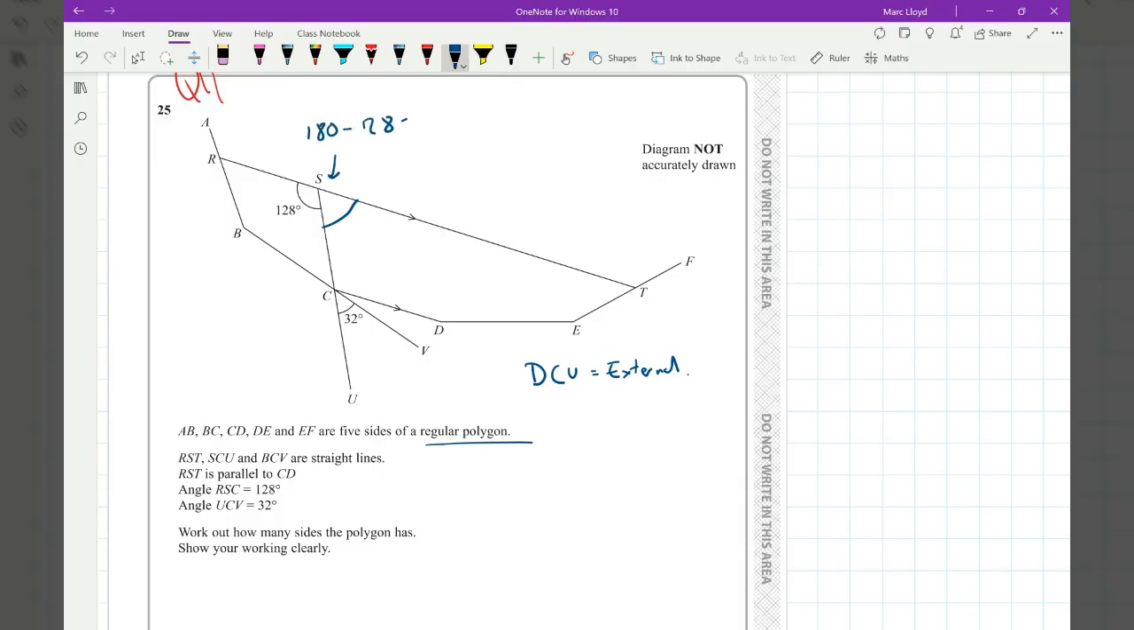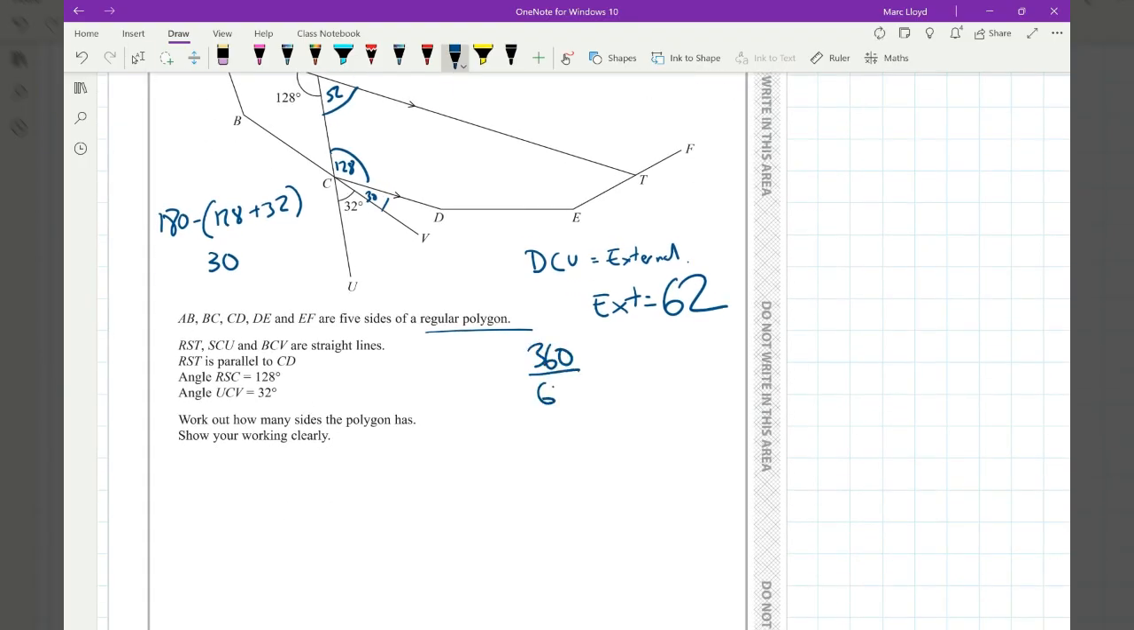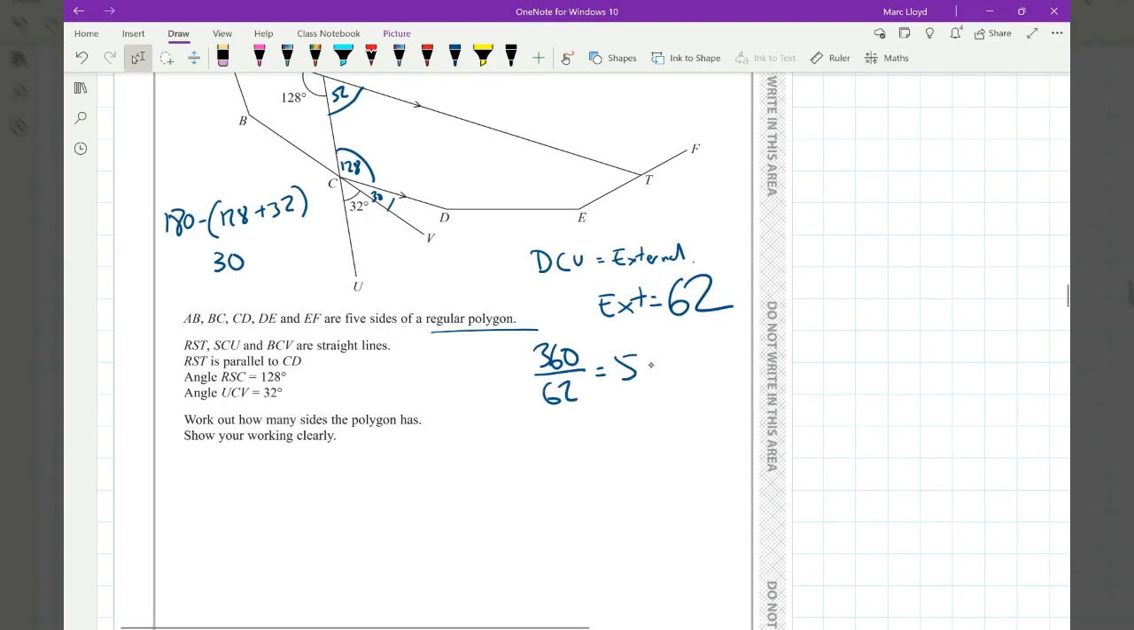180 take 128 gives me 52. Oh, I didn't need to do that maths because actually then this is a co-interior angle, making that one 128. And the 32 is going to give me that value when we take it away from 180. That's 30 in there. So the exterior angle is 32 plus 30, which is 62. And then 360 divided by 62. If this is a decimal, yeah, it's a decimal. Back to the drawing board. I'm going to have to just work out what I've done wrong there.